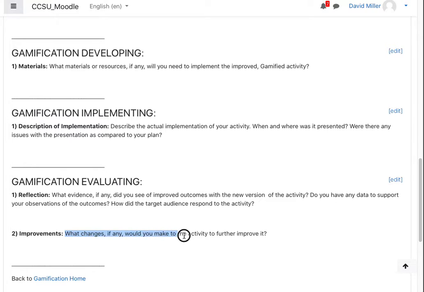And then on the activity itself, if you were to do this thing again, is there anything that you would change? Having gone through the process with an audience, is there anything that you would change going forward to make it better if you were to use it again sometime?